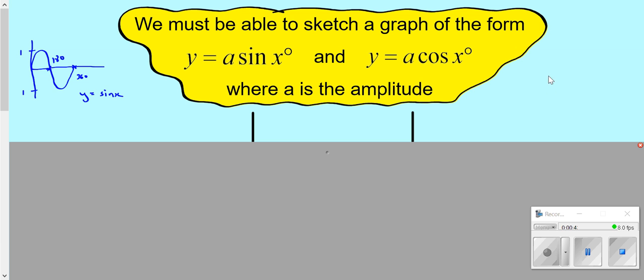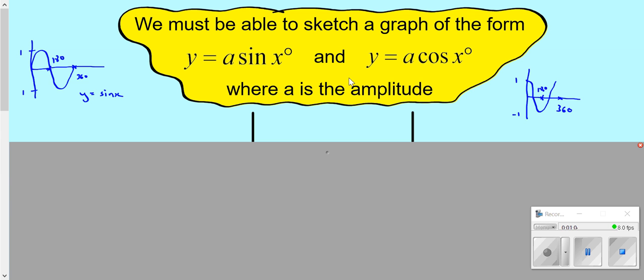And we can do the same for cos. So cos, similar idea, but it starts up here at 1, goes down to -1 at 180, and then it comes back up to +1 at 360. So at that point there, at its lowest, it's 180. And then here it's at 360.